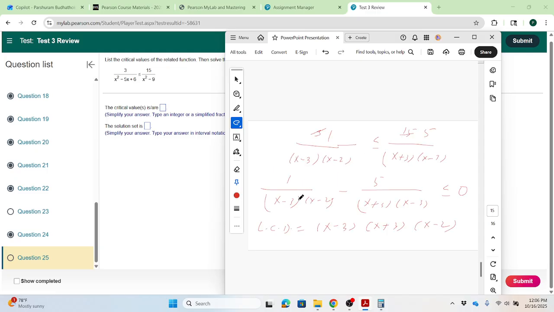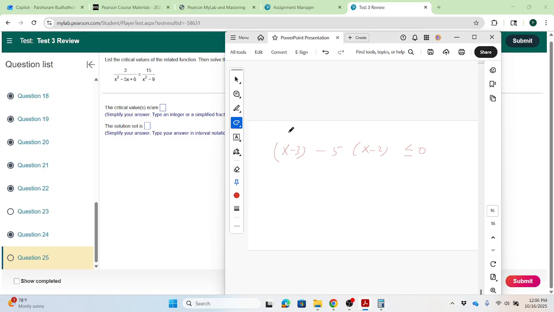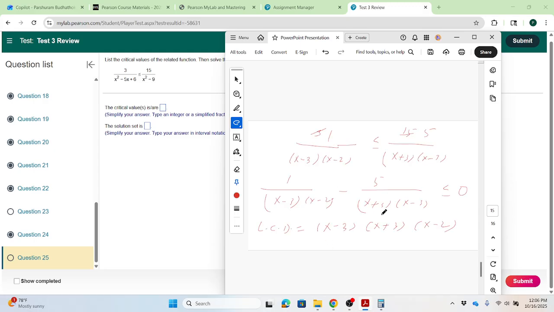Look at here. If you multiply here by LCD, x minus 3 cancels out, x minus 2 cancels out. The leftover is x plus 3. Sorry, this is x plus 3. And then from the second one, x plus 3 cancels out, x minus 3 cancels out.